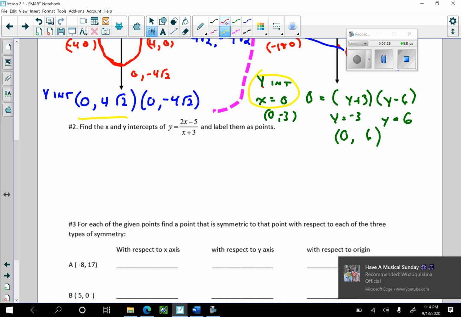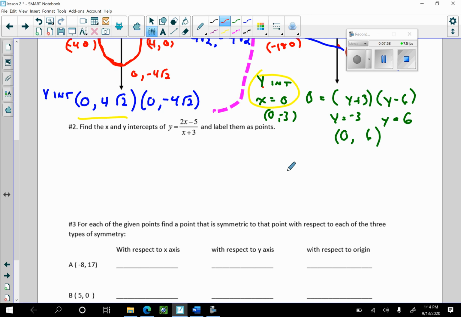So the y-intercept, I'm going to do this first because that's going to be the easiest thing. Let's get this thing out of here. Get him out of there. The y-intercept is going to be easiest, so we're going to do that first. We're going to find the y-intercept. And how we find the y-intercept, we're going to let x equal 0. And if I let x equal 0 on this equation, it looks like I'm going to have negative 5 over 3. 0 minus 5 is negative 5. 0 plus 3 is 3. So the y-intercept is going to be 0, negative 5/3. Okay. This is the point.